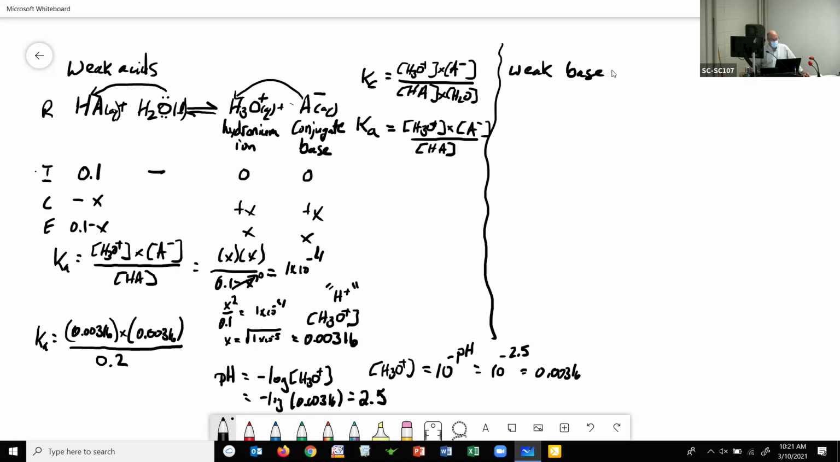Weak bases. Represent a weak base with the letter B. Depending on the nature of the molecule, you might have a negative charge or you just have a pair of electrons. In the presence of water, the base has enough electron density to pull hydrogen off of water, not give it to water, but pull it off of water. So in the forward direction, water becomes a hydroxide ion. The base now takes on a positive charge.